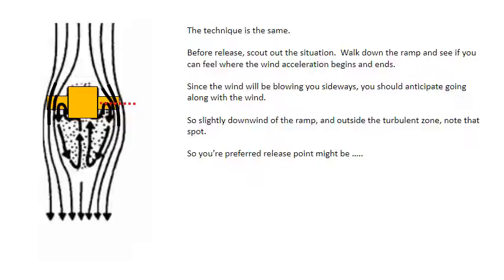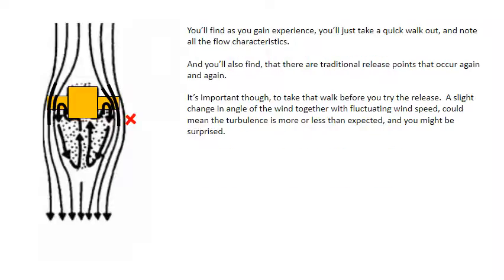So slightly downwind of the ramp and outside the turbulence zone, note that spot. So your preferred release point might be about there. At release, you want to get to somewhere near that spot. You'll find as you gain experience that you'll just take a quick walk out and note all the flow characteristics. And you'll also find that there are traditional release points that occur again and again.